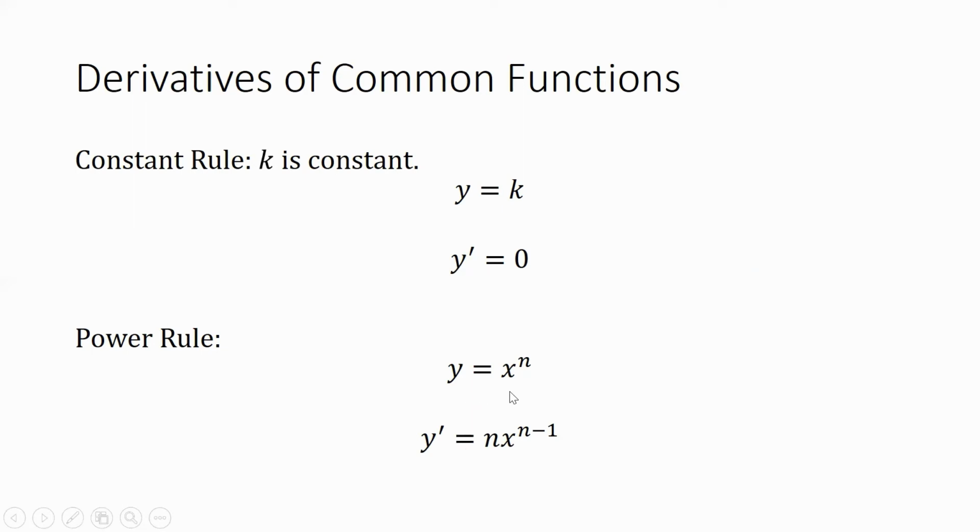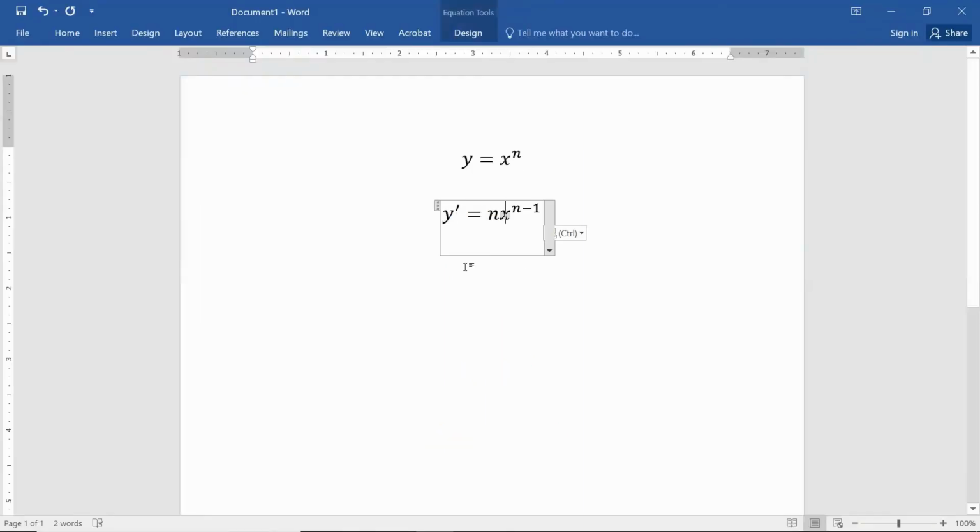Think about how that would work if the original exponent was 1. If the original exponent was 1, we would have y equals x to the first, or just y equals x. Now we know that that's a line with slope 1. Let's see if our rule fits that.